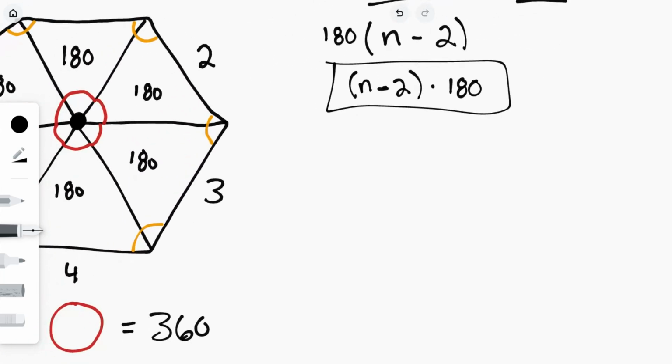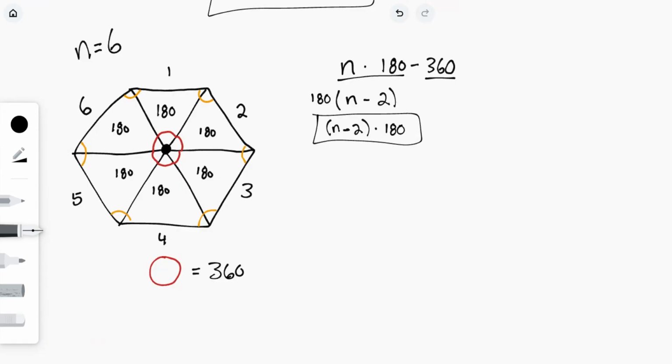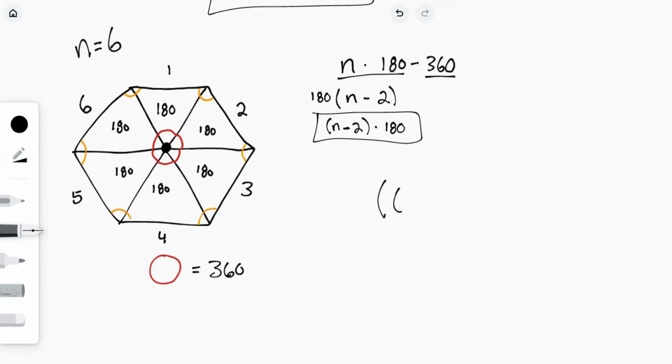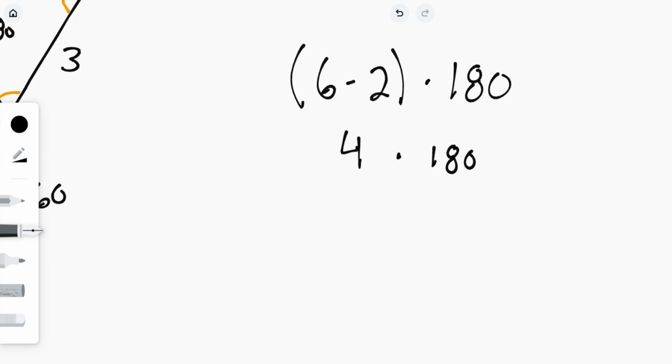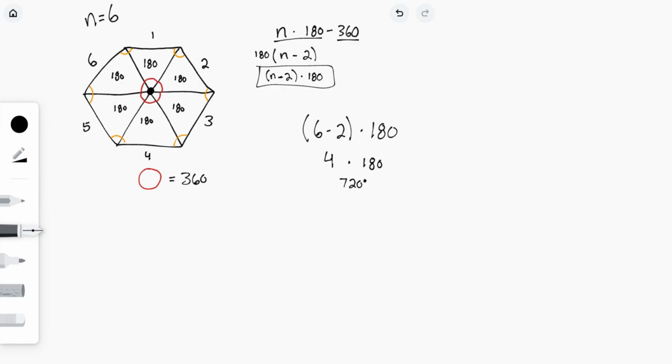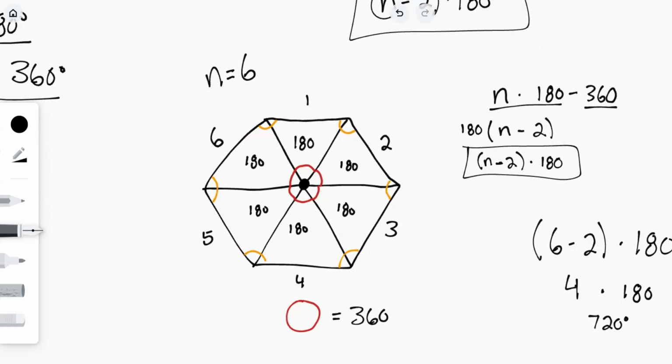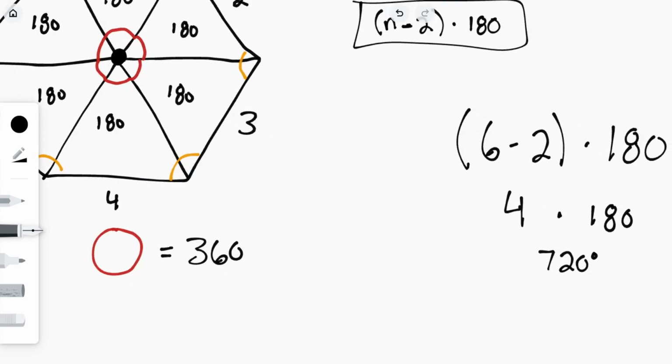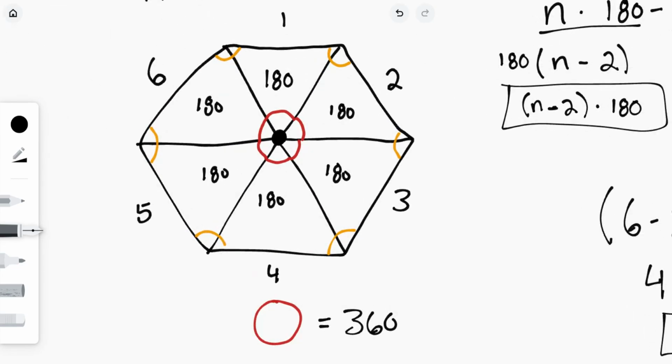Using our example here, we know that n is 6. We would do 6 minus 2, multiplied by 180. 6 minus 2 will give me 4 times 180. Here you would use a calculator. 4 times 180 is going to give you 720 degrees, which means a six-sided shape here is going to have an interior angle sum of 720, which are all of my orange angles in this picture.